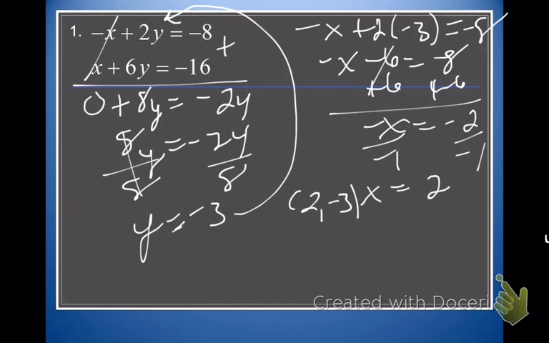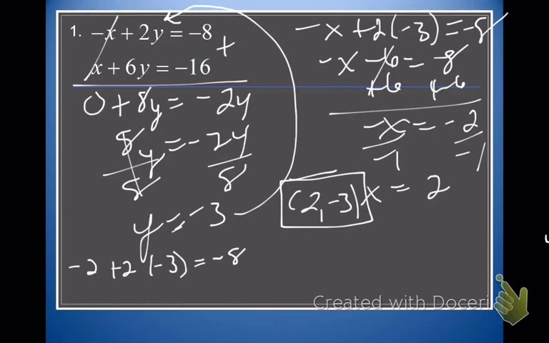And of course, we're going to want to plug that in to check to make sure that we're right. I'll do that really quickly for this first one, and then I'm going to leave the checking up to you. You need to check them all the time. So plug in 2 for x, negative 3 for y, equals negative 8. This is definitely true. Negative 8 does equal negative 8, so check.